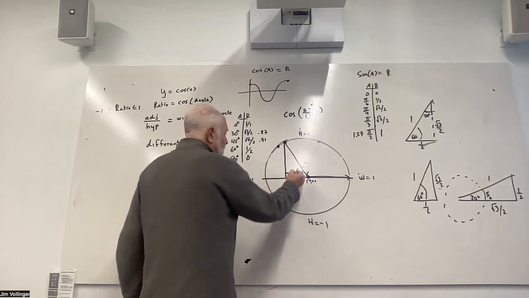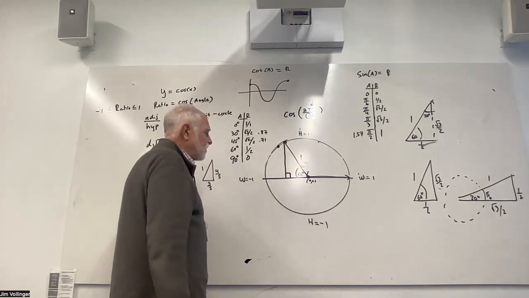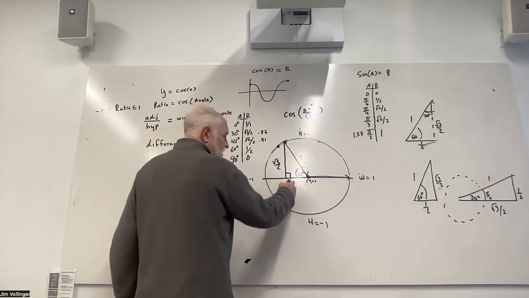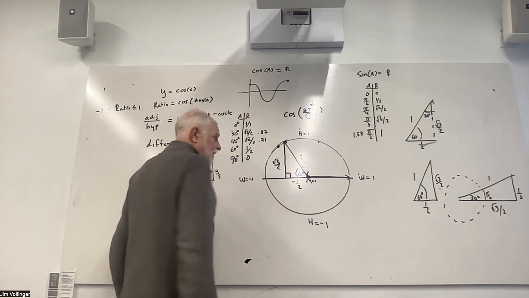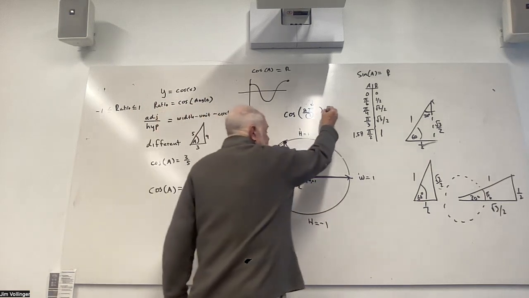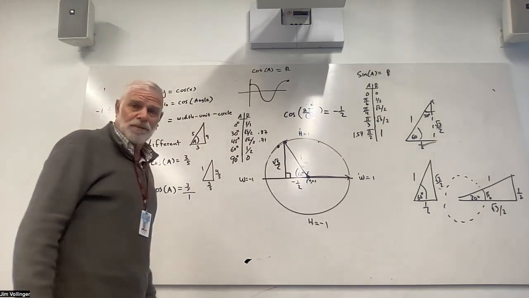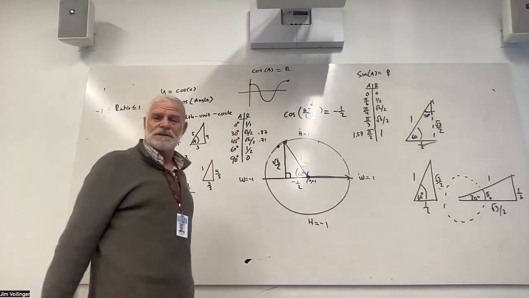Well, it's a good drawing. Hypotenuse is always +1. We're not going to change that. Then this is the √3/2, but this one is -1/2. And the cosine is looking at that width in the unit circle. And that's what we're going to practice. We're going to do 5 or 6 of them.